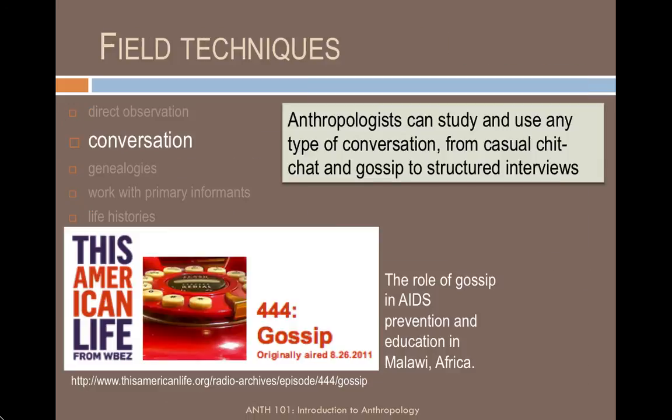The second field technique that anthropologists use is conversation. Conversation is a very powerful tool for understanding different cultures. And we can use any type of conversation to collect data. We can use structured interviews where we sit down with people one-on-one and ask them very specific questions about their lives. But we can also use just casual chit-chat, just the little sayings that people use day to day, little complaints that people make about their work, or just idle conversations.